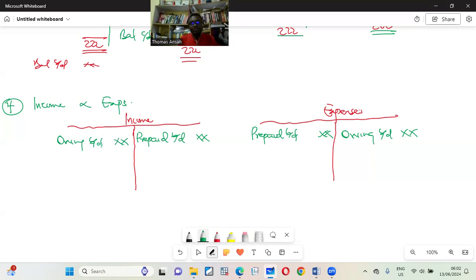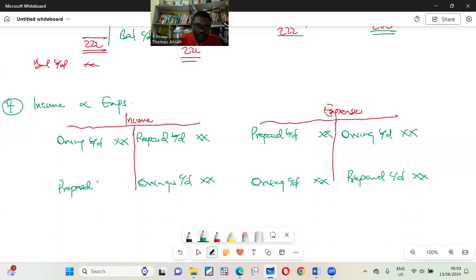Then, since these ones are on the opposite side, prepaid carried down will be shown here, and owings carried down will also be shown here. The same way, it takes the opposite ends, always carried down. So be careful of brought downs and carry downs, all right? So prepaid, carried down.